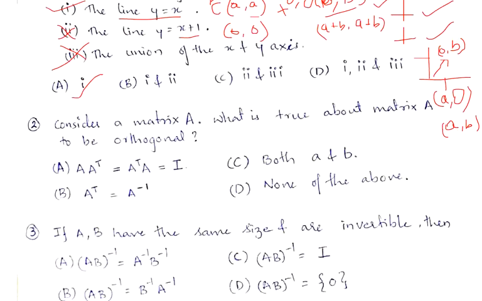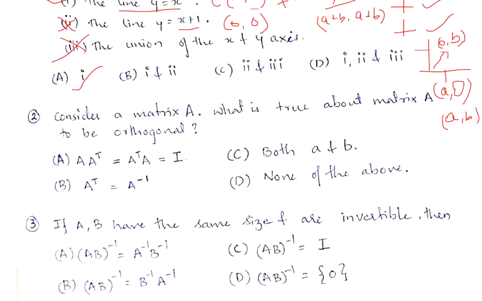Coming to the next question, consider a matrix A. What is true about matrix A to be orthogonal? So what is an orthogonal matrix? An orthogonal matrix is a square matrix whose columns and rows are orthogonal unit vectors. See, suppose A is something like this, 0 1 1. So what is A transpose? A transpose is again the same thing, right? Row becomes column and column becomes row. So it is again the same.